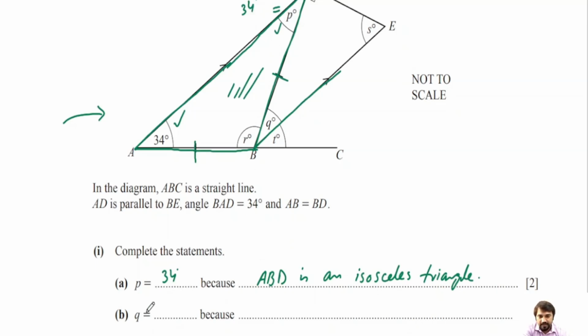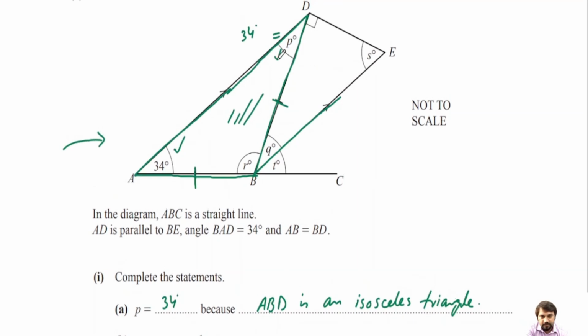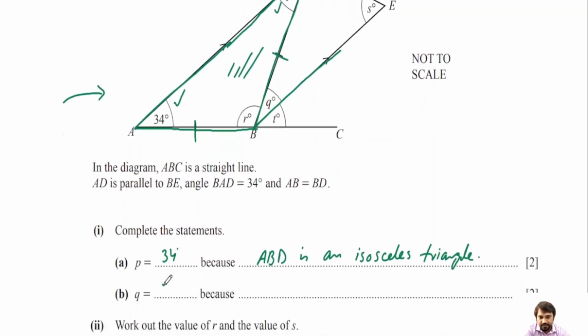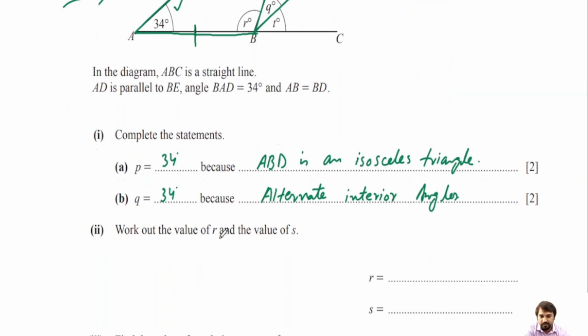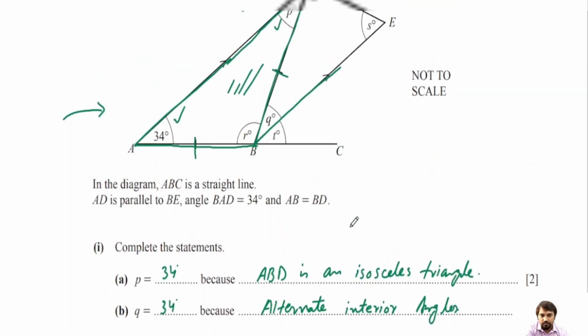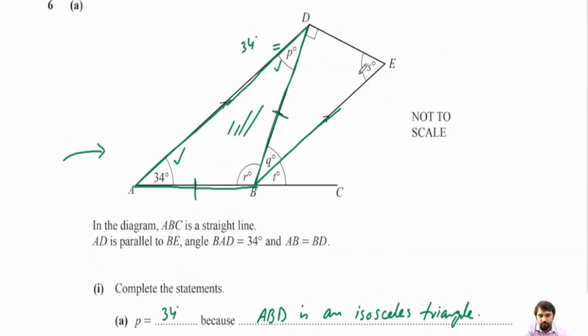We want to calculate angle Q. The first thing, what we have, the Z shape angle, this one, the Z shape. Angle Q is equal to angle P, and angle P is 34 degree. So Q is equal to 34 degree as well, because alternate angles, alternate interior angles are simply alternate angles. Now the next is work out the value of R and the value of S. Now we have to calculate the value of R and value of S.